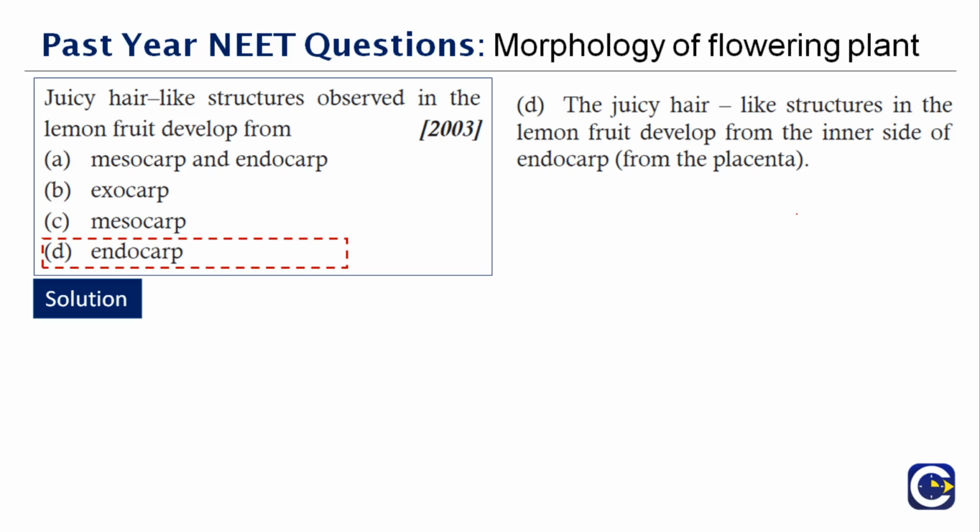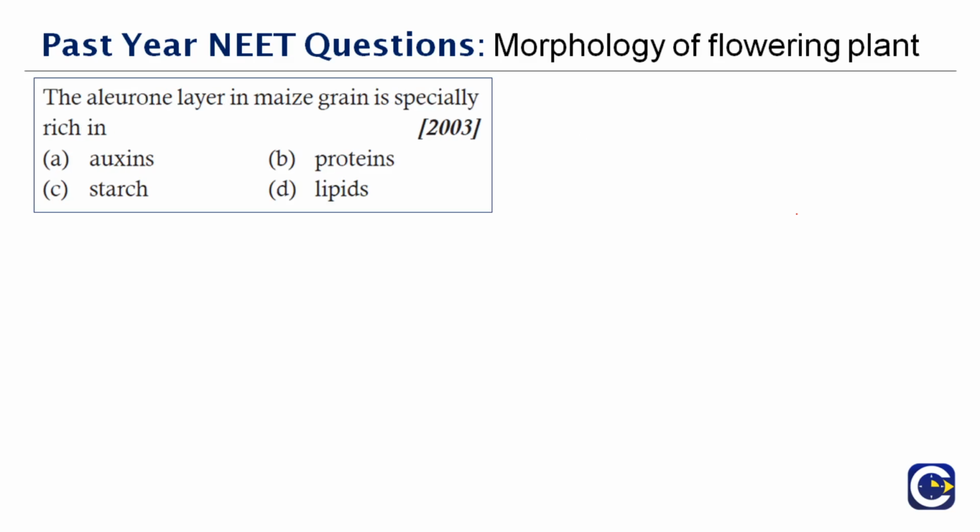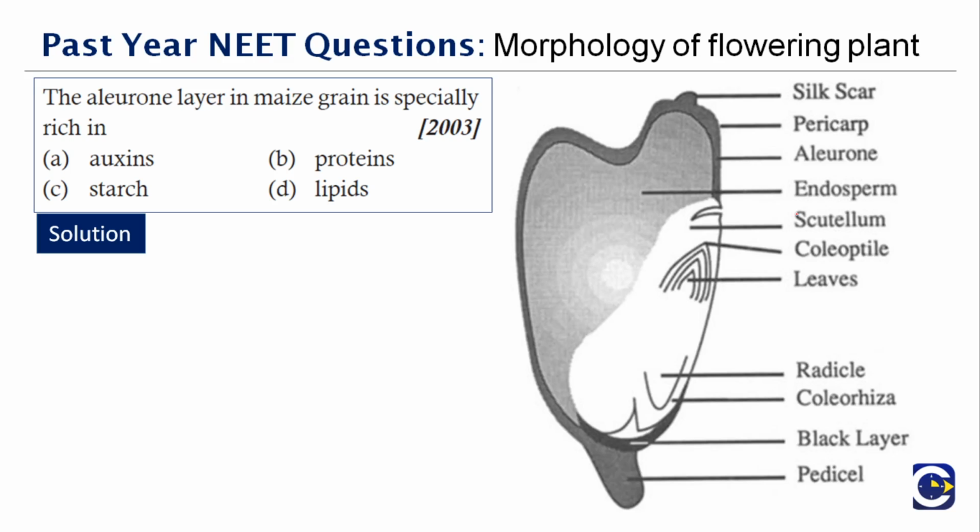So the juicy hair-like structures observed in the lemon fruit develop from the endocarp. Okay, next question here. The aleurone layer in maize grain is specially rich in dash. I think we already discussed it in the early parts of the same chapter. So what is it rich in? Is it toxins? No. Is it lipids? No. It is actually rich in proteins.